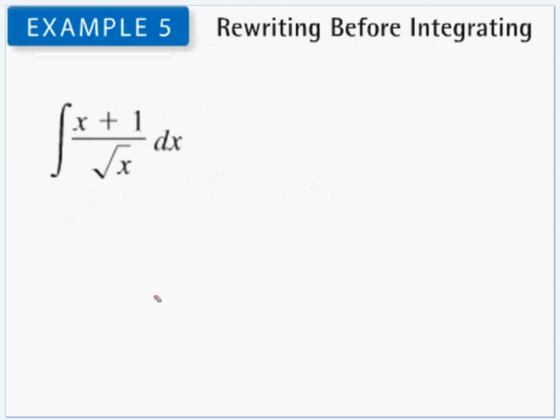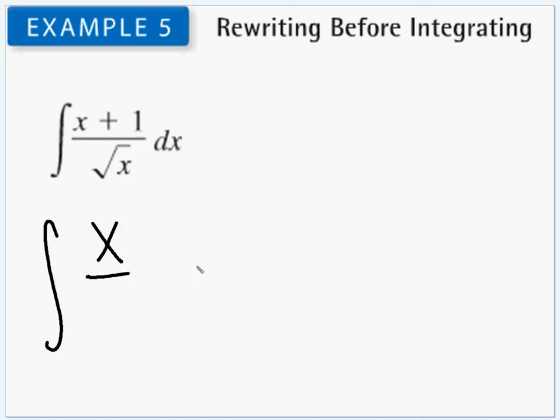Example 5. Very similar to ones we did when we were deriving. At that point, we did not have a rule to derive a quotient. We didn't learn the quotient rule yet. So what we did, remember, we would give each of the numerator pieces their own denominator. Our denominator is just a root x or x to the half. So what we can do is break this up.